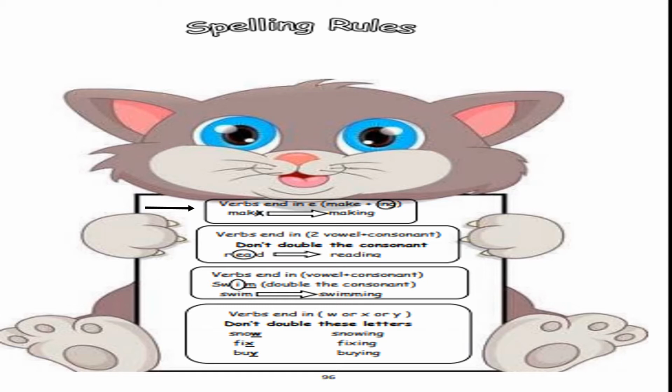E and A are two vowel sounds, so we don't double the D and then we put the ing, so it becomes reading. Number three, verbs that end in a vowel plus consonant. Swim. Swim here ends with an M, and the M is preceded by I. I is a vowel sound, so we double the last letter and then we put the ing. So swim becomes swimming.